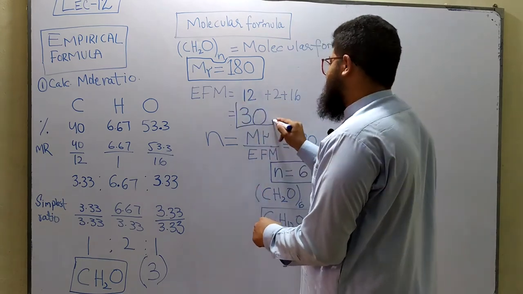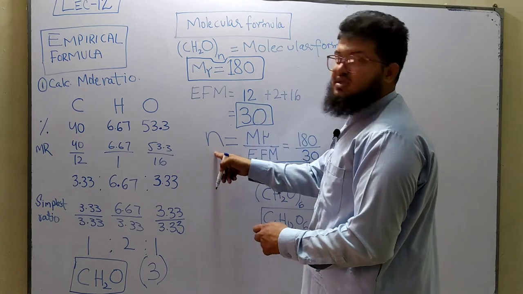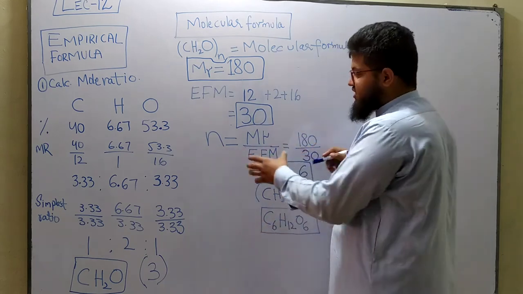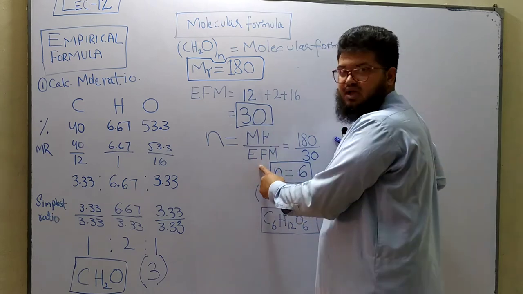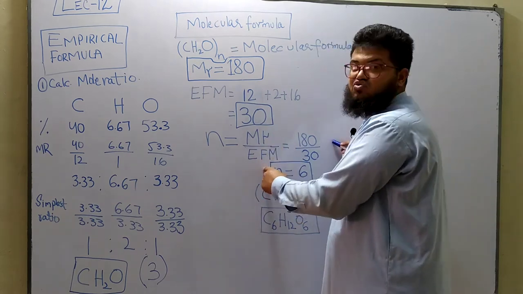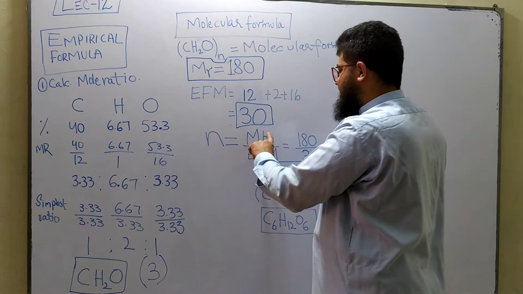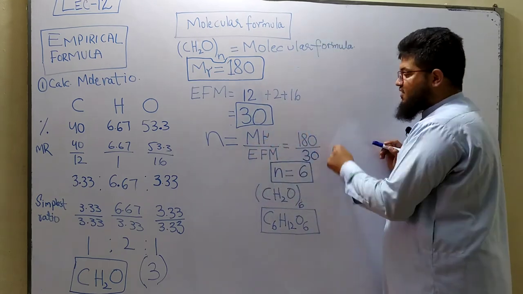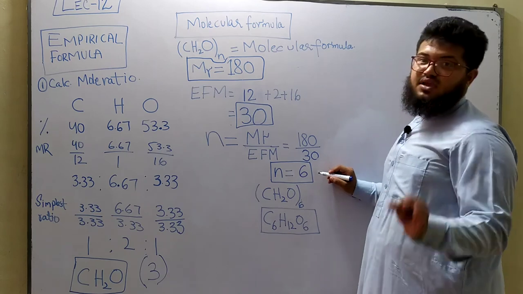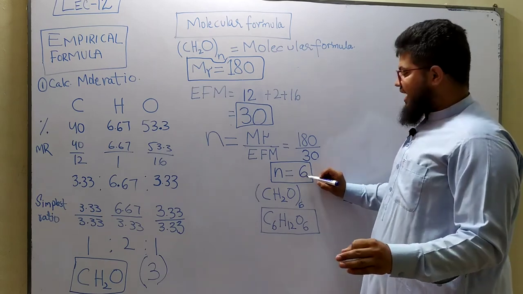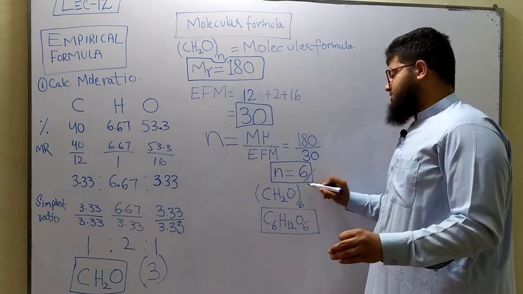Now this 30 can be used to calculate the value of n, because n can be calculated using this ratio: molecular formula mass divided by empirical formula mass, and this is something you guys need to learn and remember. And as you do that, the 180 will get divided by 30 and you get a value of n, which is an integer, and most probably you will get an integer, okay, and now this is a 6.